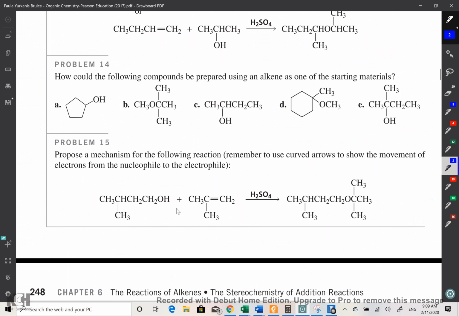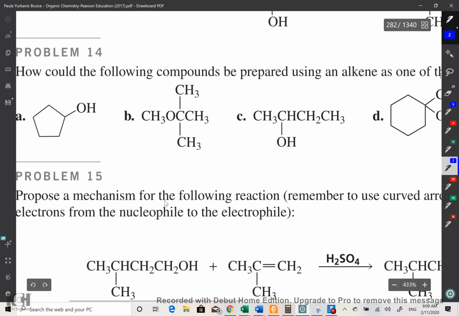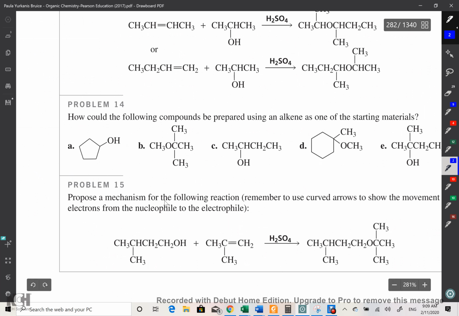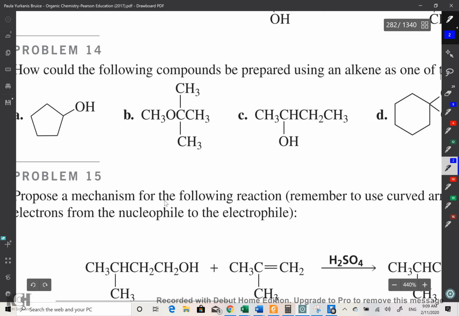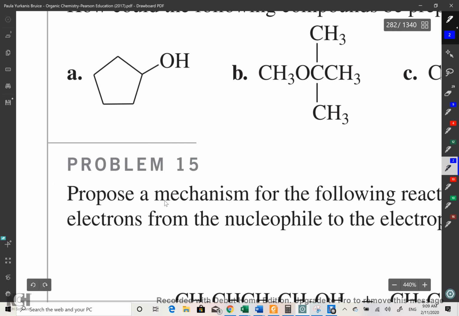Problem number 14 from your textbook says, I cannot zoom it further than this. How could the following compounds be prepared using an alkene as one of the starting materials? Using an alkene as a starting material. So I will do problem 14a.